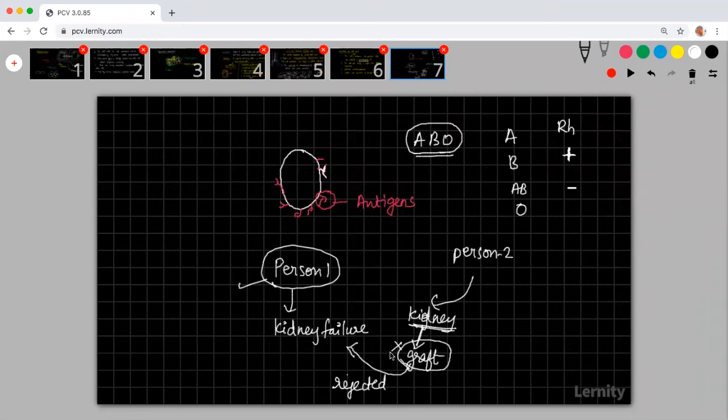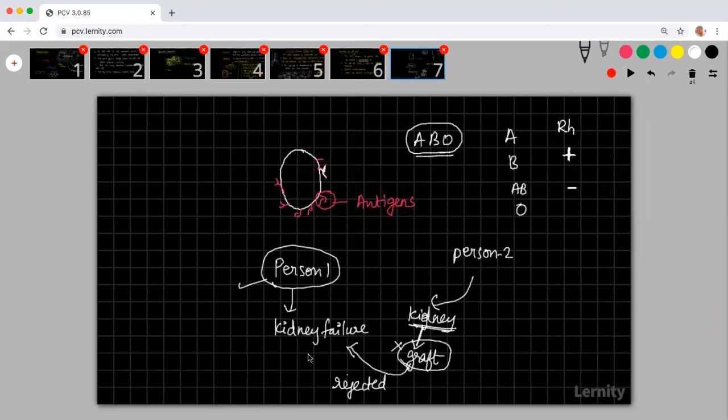Bombay blood group and all, we'll study about it in the blood grouping system, not now. So we will try to study about this cell coat now. This graft will be rejected. What is the meaning of graft rejected? I have put this particular kidney in his body, but that kidney is not ready to function there, because person one's body is trying to not accept it. That is what we call a graft rejection.